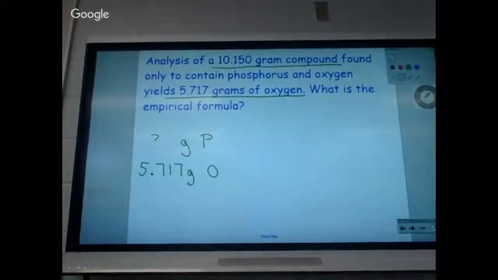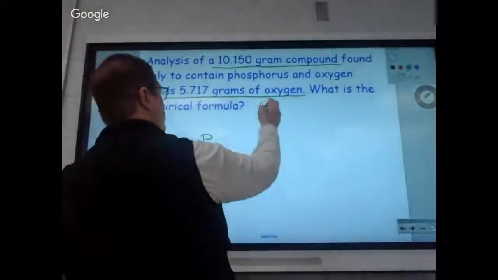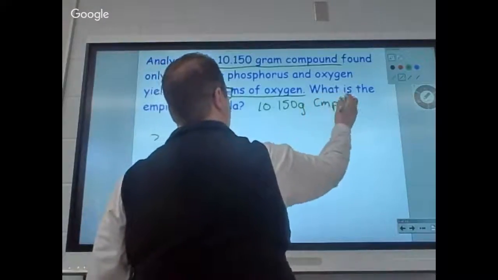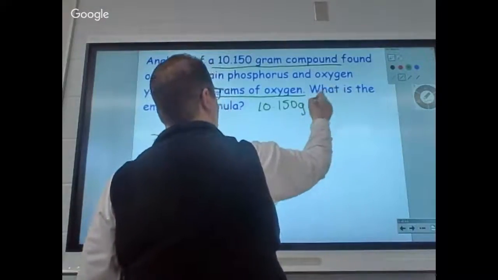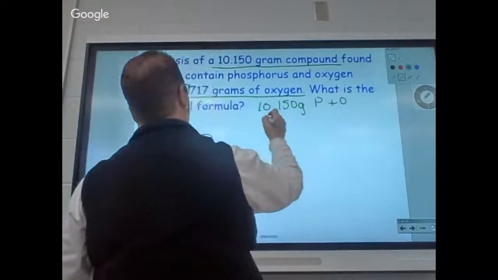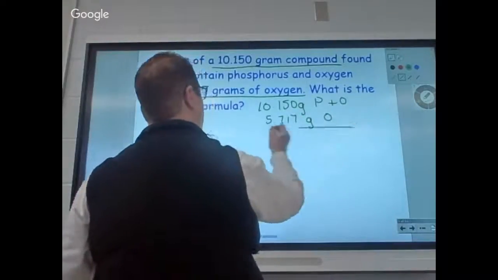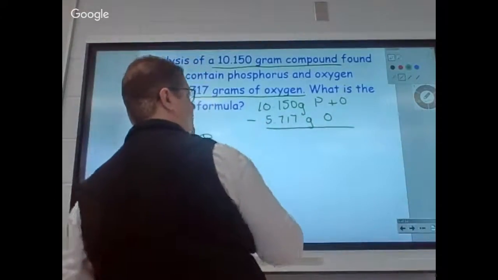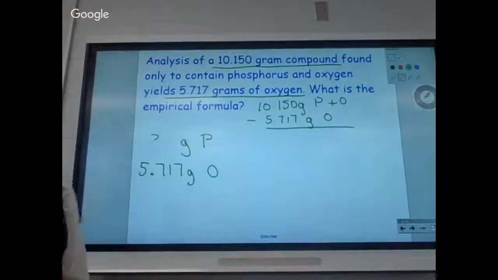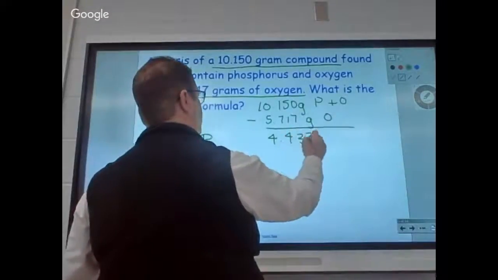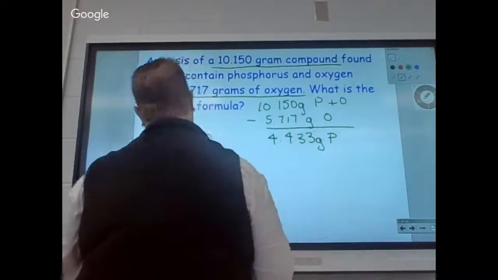What are we going to do? All right, so 10.150 grams of the compound, that's phosphorus and oxygen. And we know 5.717 is grams of just oxygen. We're going to subtract, and we'll be left with phosphorus. So somebody do that and tell me what it is. 4.433. Yes. And that'll be grams of phosphorus.